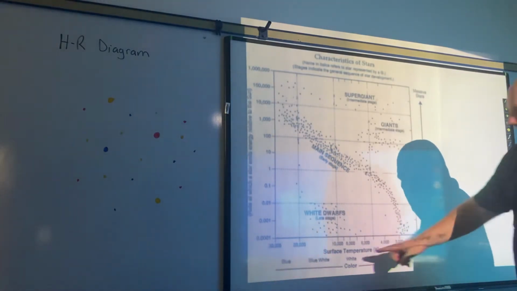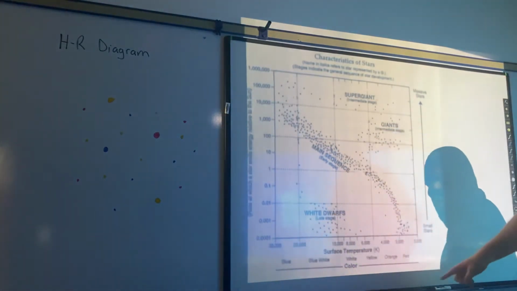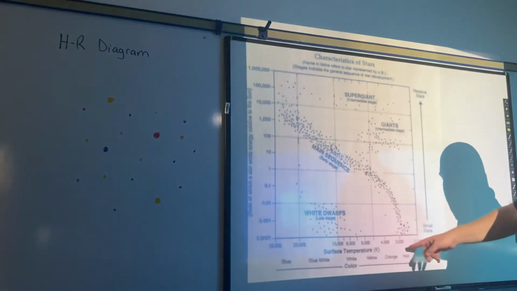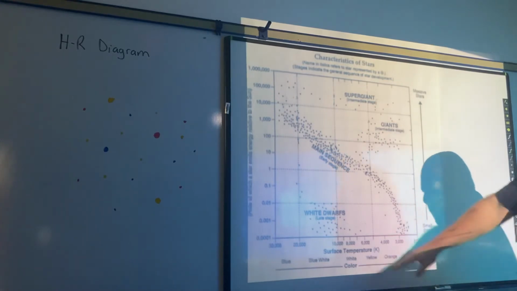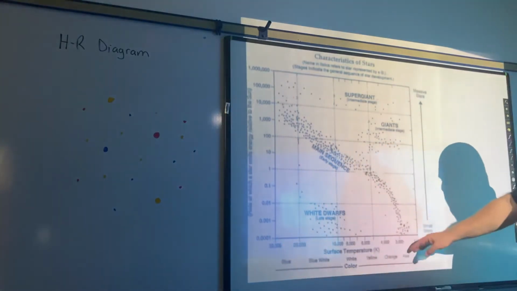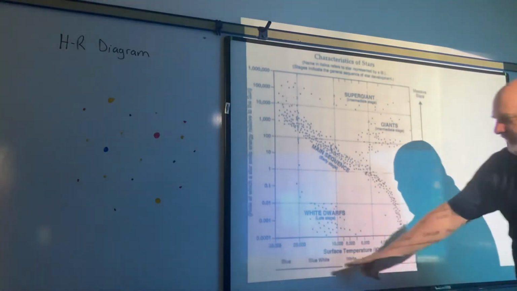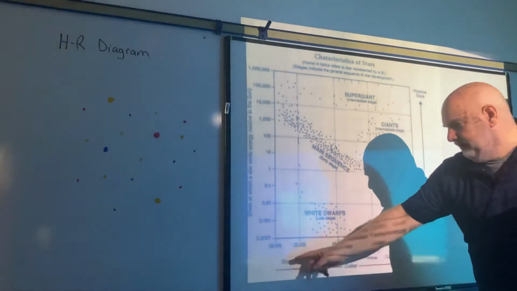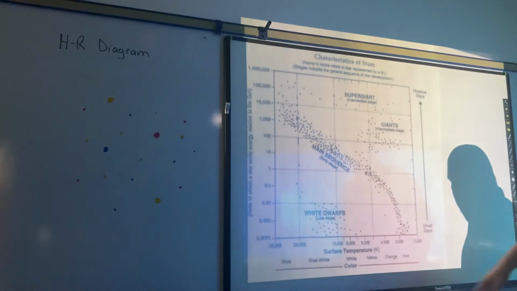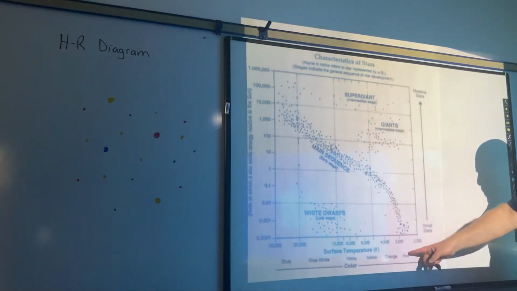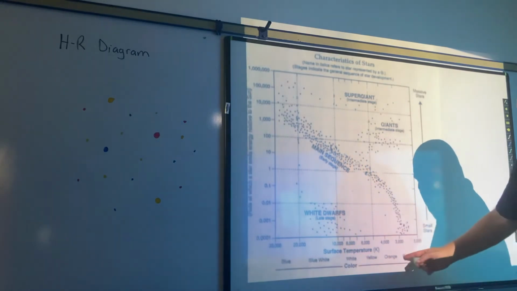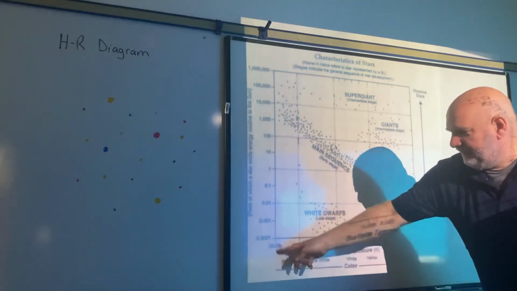Then down here it has the temperatures. So here it has 30,000 degrees, 20,000 degrees, 10,000, all the way down to 2,000 degrees. So it starts off hotter over here and goes cooler over here. And then underneath that, it gives you the colors. So red, orange, yellow, white, and blue. So you can see the reds are going to be the cooler stars, around 2,500, 3,000 degrees or so. And then the blues are going to be the hottest stars.